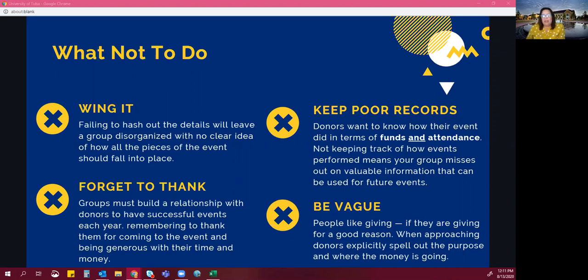Being vague also goes back to winging it. You want to be very clear when you ask, that you spell out how that money is going to be spent. And then forgetting to thank.